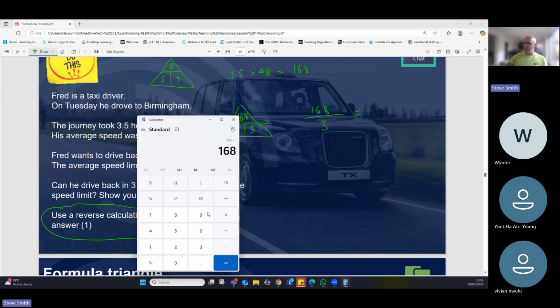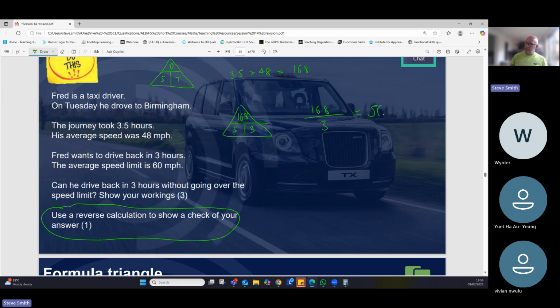168 divided by 3 equals 56. So he could go 56 miles per hour and he'd get back in 3 hours. He wants to get back in 3 hours and he wants to go less than 60. He's all right. He can get back because he can go 56 miles an hour. So yes, he's correct for that one.